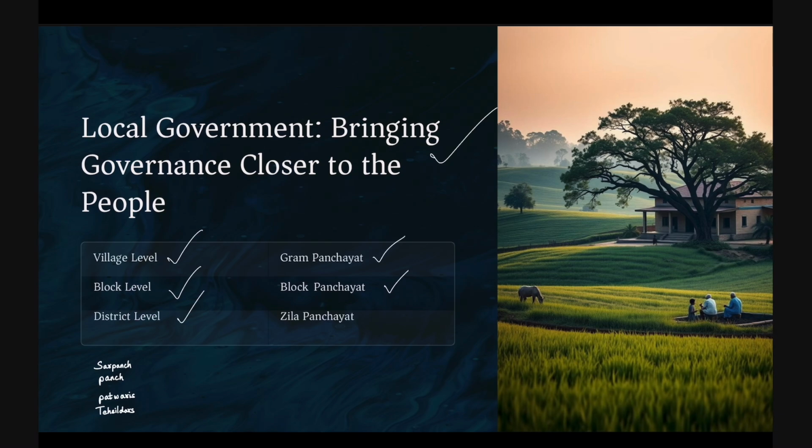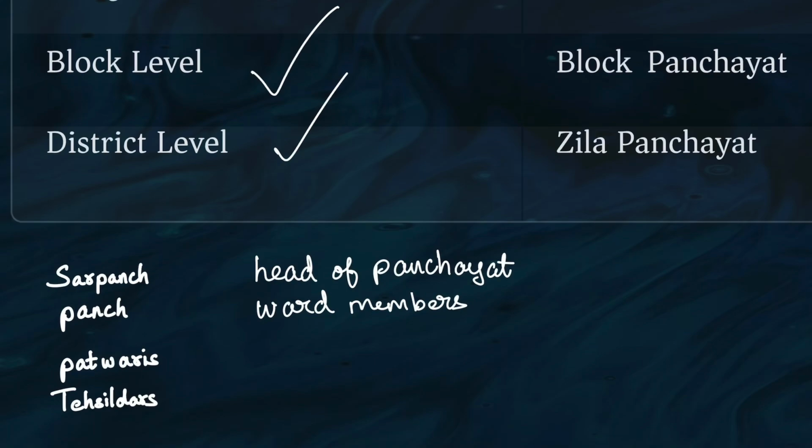They oversee the entire district. There are elected officers like Sarpanch and Panch. The Sarpanch is the head of the Panchayat, also called the Panchayat President, and the Panch are the ward members. Elected officers like Sarpanches and ward members ensure decisions are made by the people for the people.